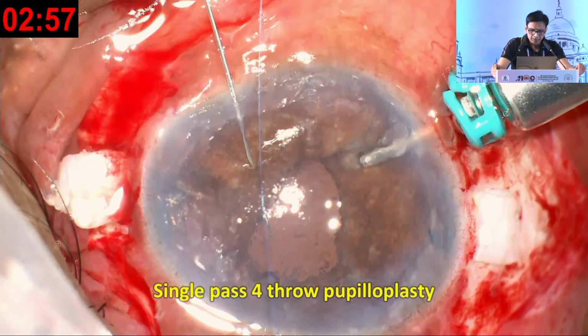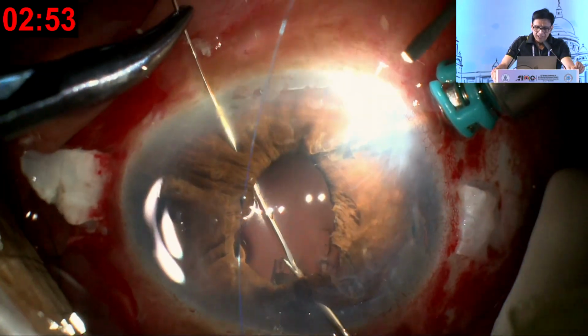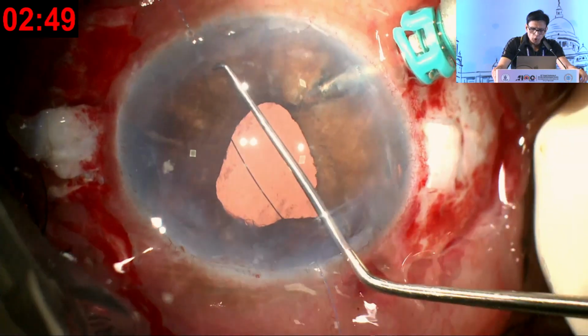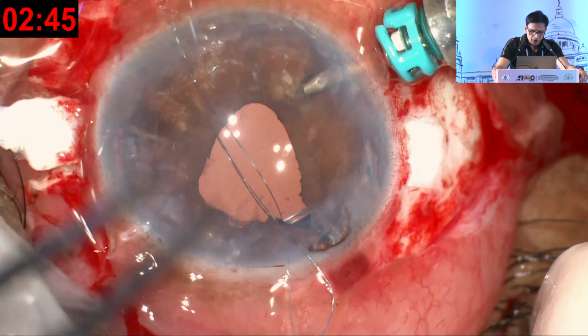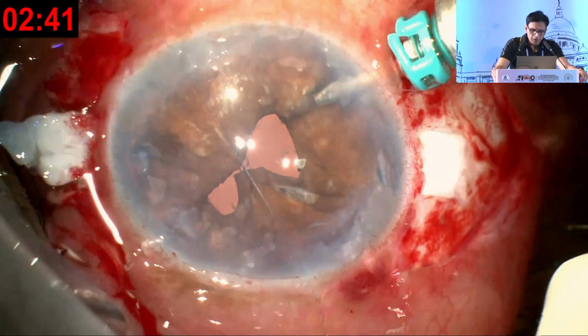But before that, make that pupil small. You'll see the pupil is very dilated, irregular. I'll make it a bit smaller by the single pass 4-throw pupiloplasty. So this technique pioneered with the help of Priya is something which is going to help everyone.